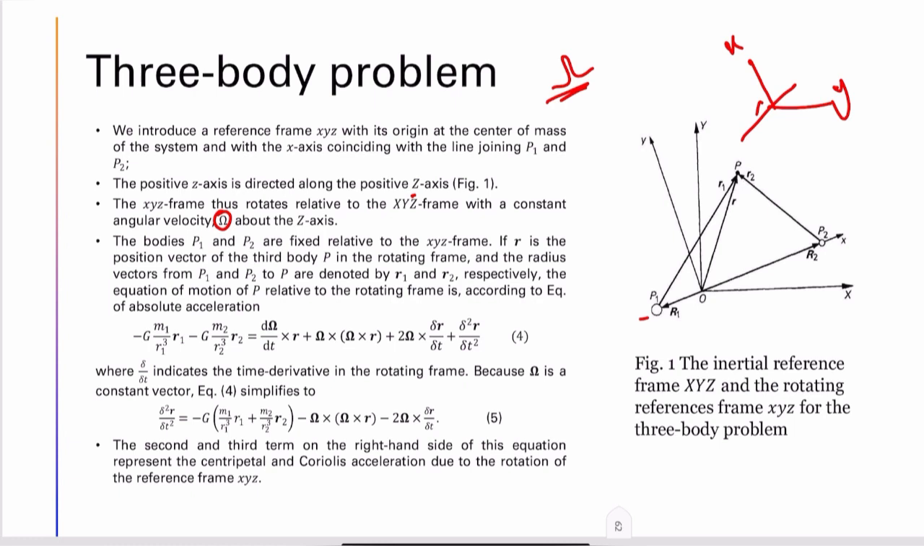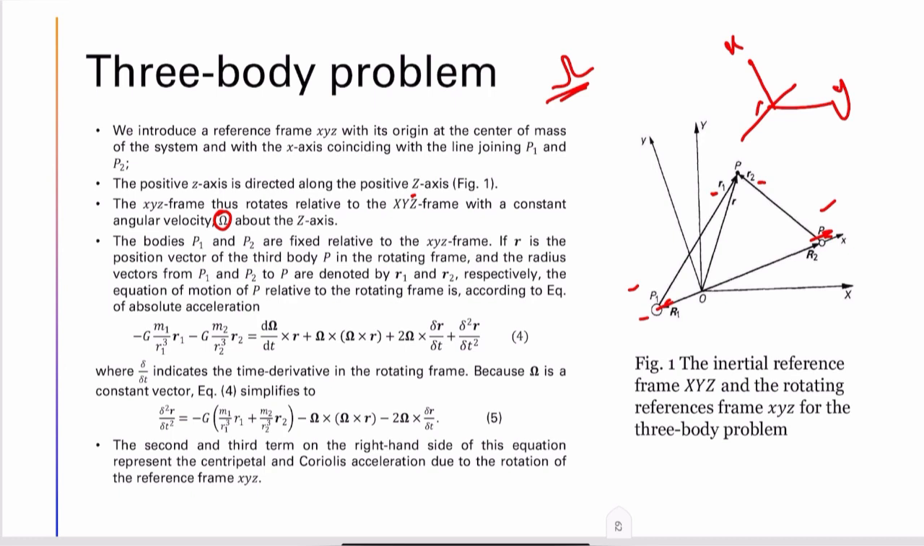If r is the position vector of the third body P in the rotating frame, the radius vectors from P1 and P2 to the point P are denoted by R1 and R2 respectively. Now we know this is rotating along with the XYZ frame because the positions of P1 and P2 are fixed relative to the XYZ frame.